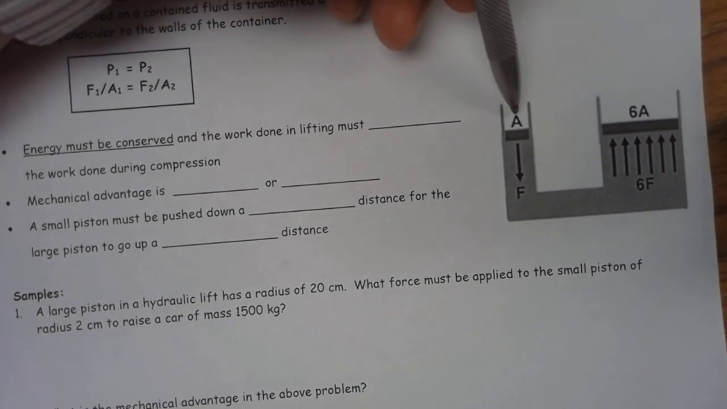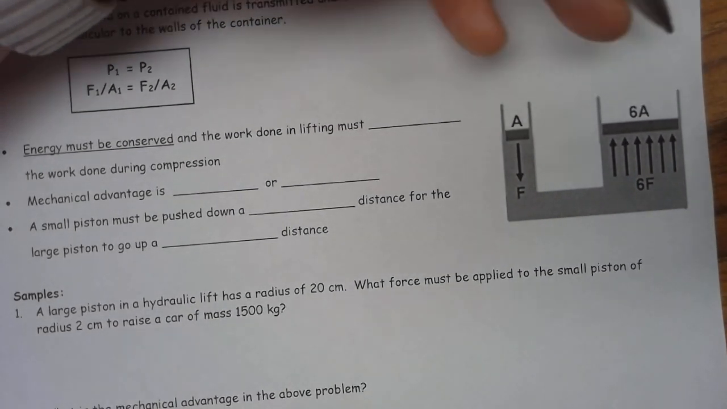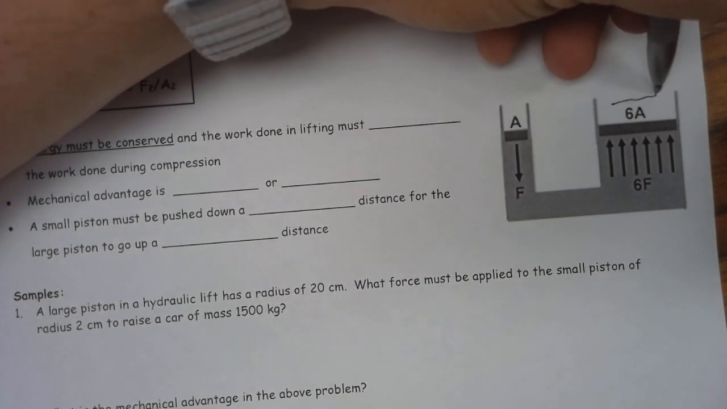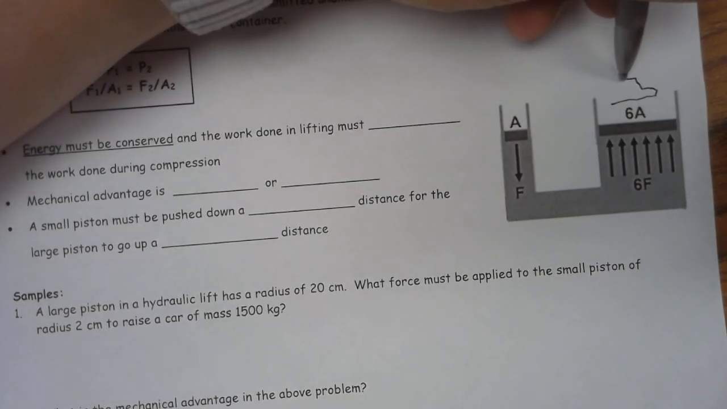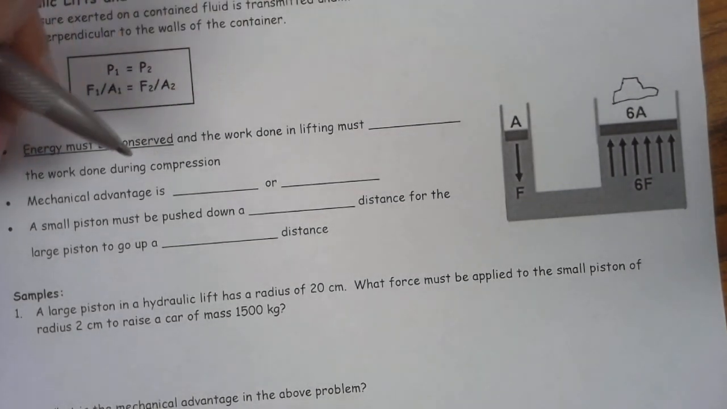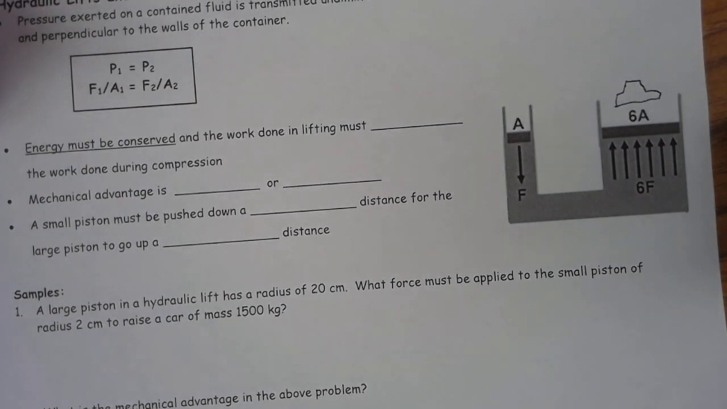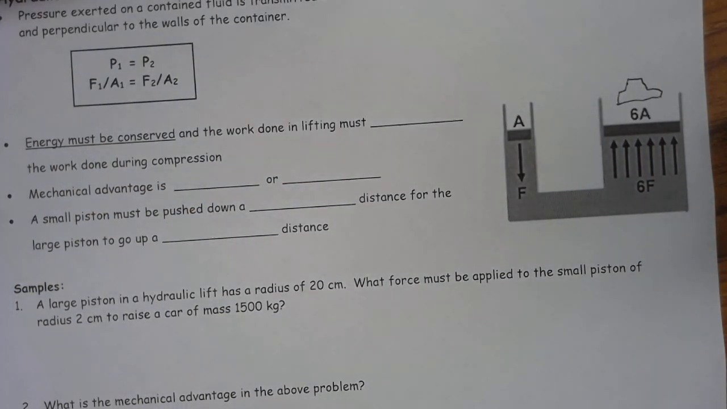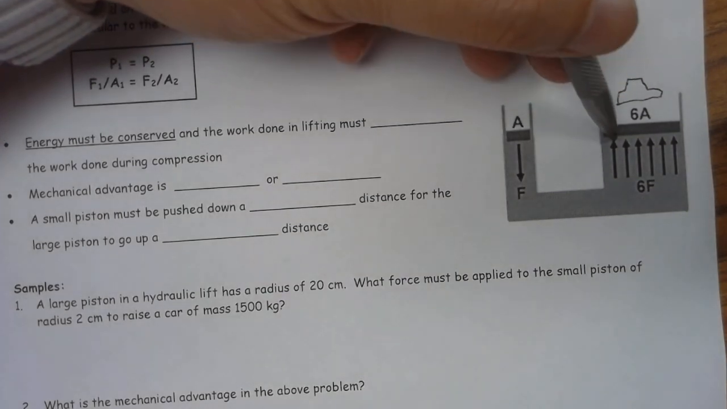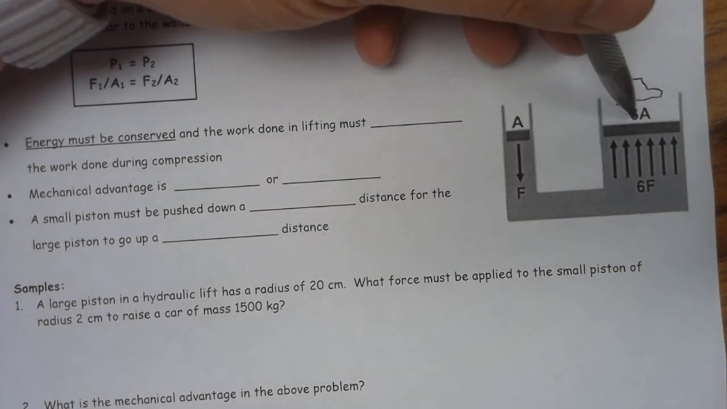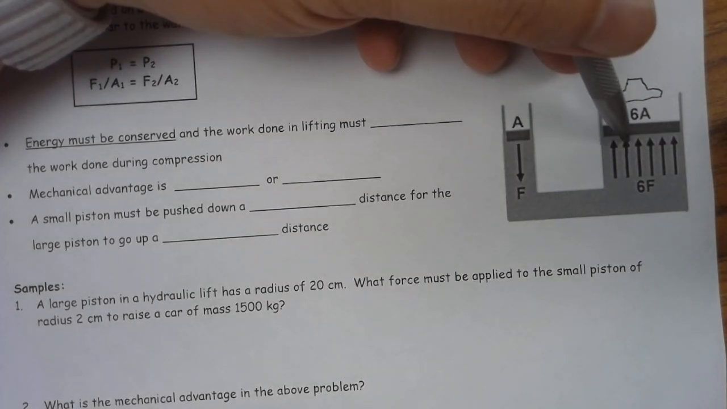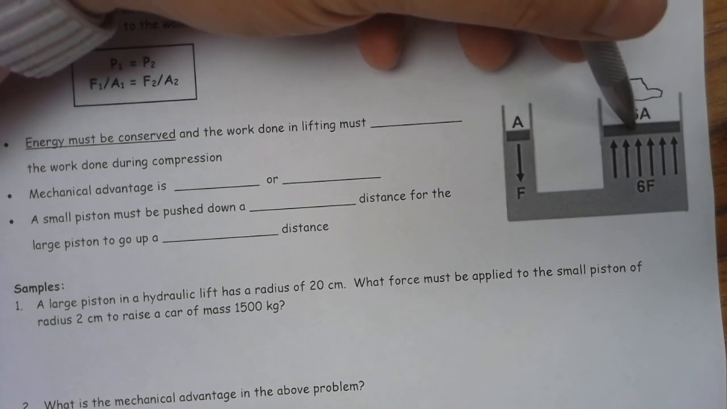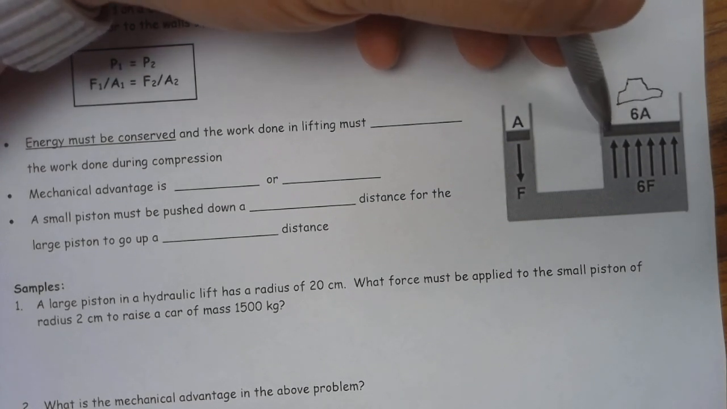So if I push down with a force on a small panel, I could lift up something like a heavy car. And how does that work? Well, energy must be conserved. So the work done, because I push down on this panel with a force that moves a distance, will push the car up with more force because it's got a larger area. The pressure remains the same, and that's what's communicated.